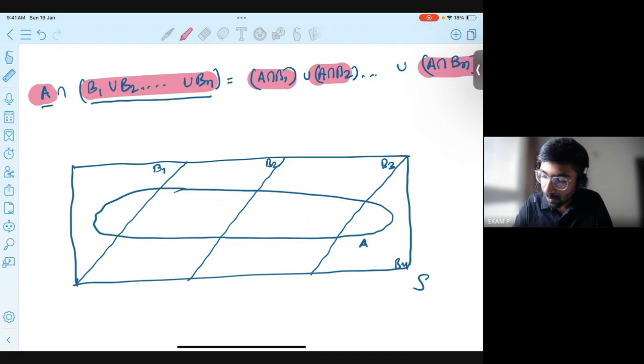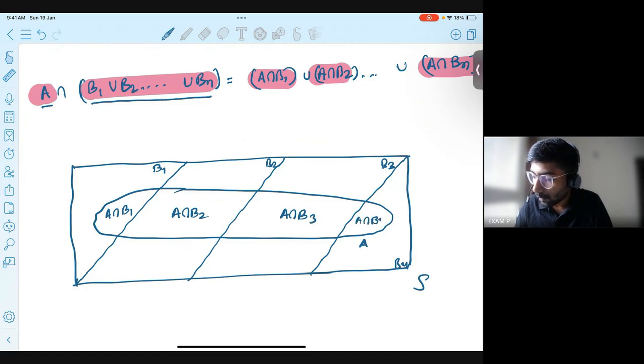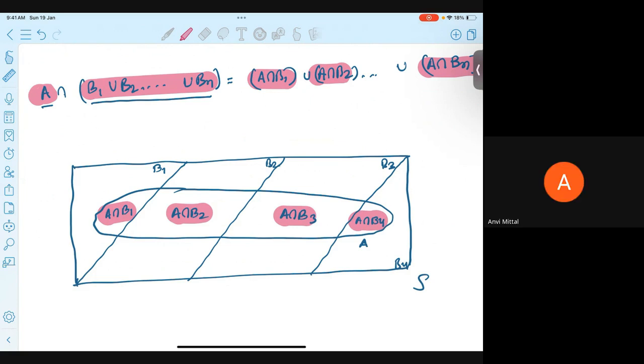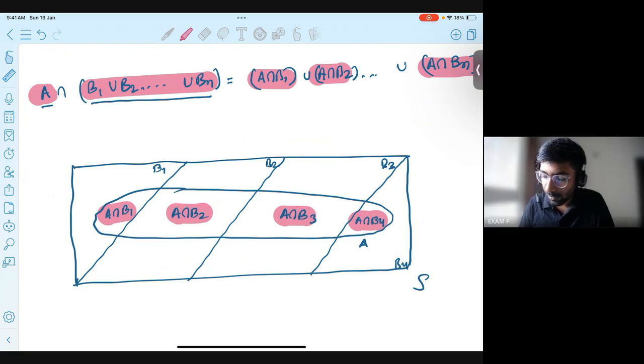So the first part is this. What do you call this? This is A intersection with the part B1, right? Then here, this is A intersection with part B2. This is A intersection with part B3. And the last one is A intersection with part B4, right? And when you take the union of all these different parts, that will give you the set A. Yes or no? And you can see that these different parts are also mutually exclusive. They cannot occur together.